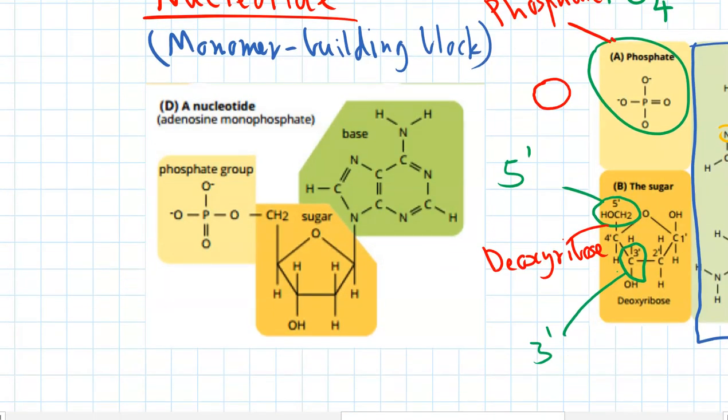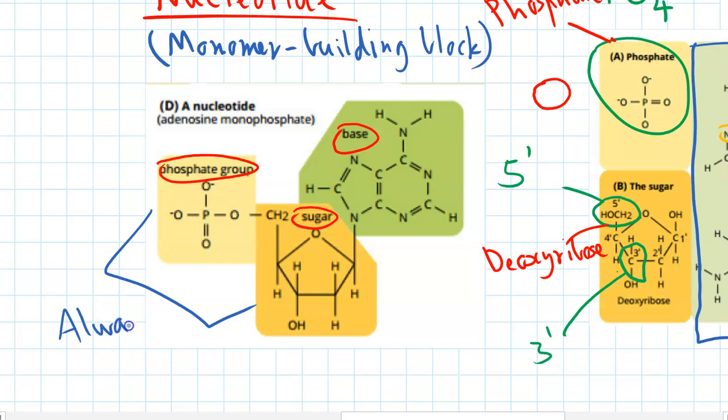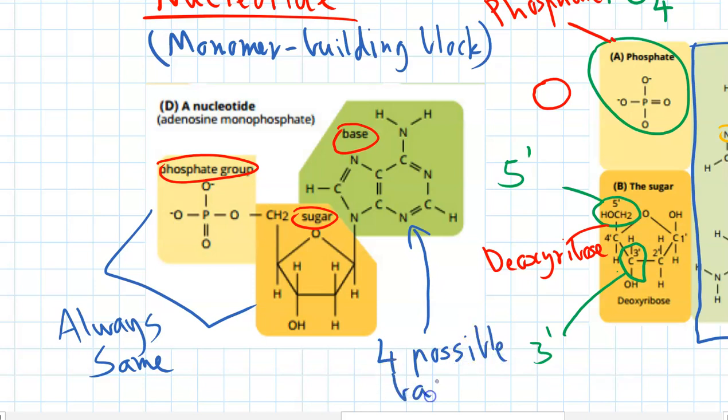Okay, so we can see that in a nucleotide, the phosphate group joins onto the deoxyribose sugar, and then you have a base joined to the top corner here. So the phosphate and the sugar are always the same in a nucleotide. But obviously the base can change depending on which of our 4 nitrogenous bases we have. So there's 4 possible bases that can be in the nucleotide, which means there's 4 different nucleotides that can build up DNA.